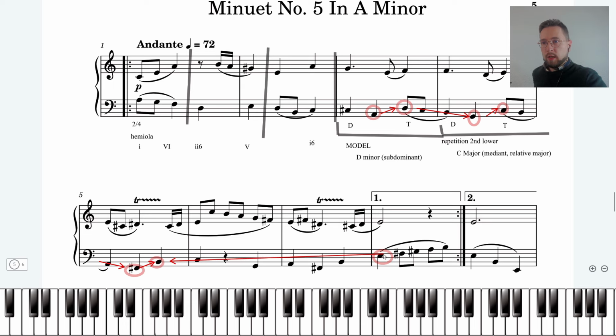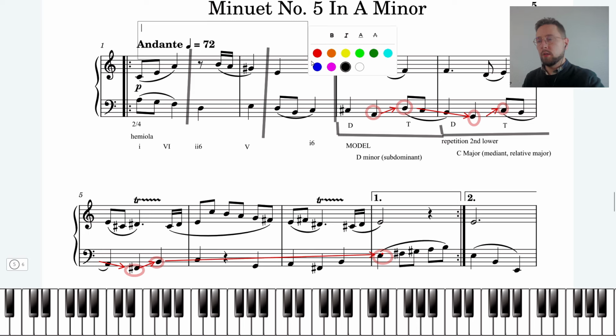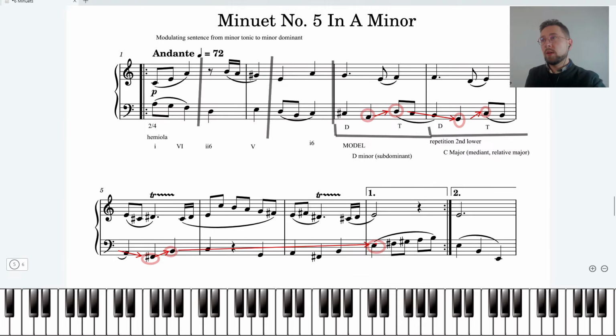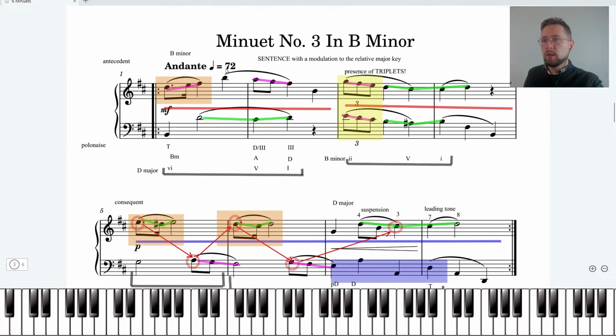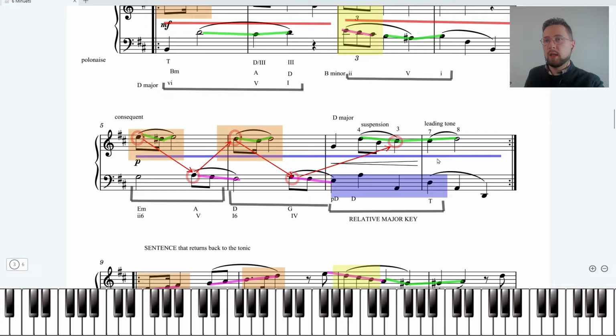So this is a modulating sentence. It starts on the key of A minor, and the modulating sentence ends on the dominant. A sentence from minor tonic to minor dominant, right? These are minor keys. If you remember the first minuet that we had in a minor key, which was Elijah's 3rd minuet, it didn't go to the minor key or minor dominant, it went to the relative major, right? So we had this cadence in D major.